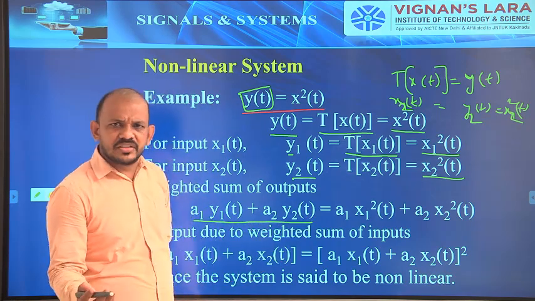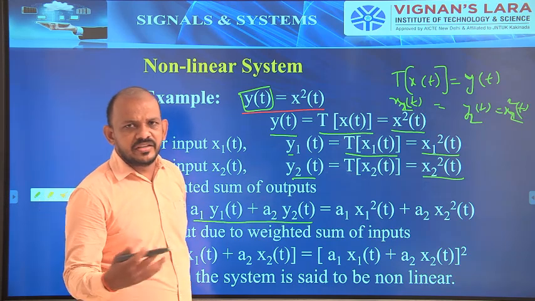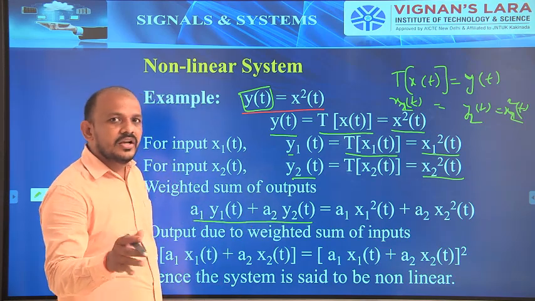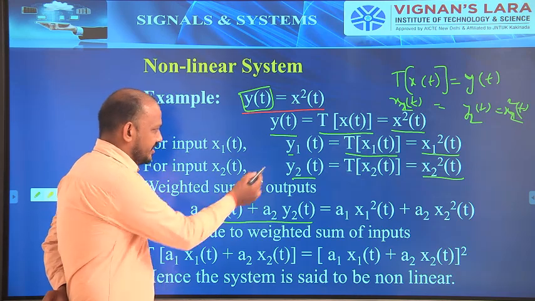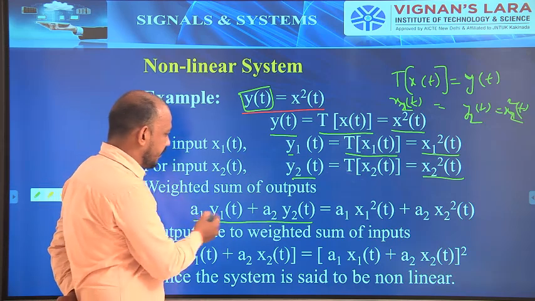So a1, a2 are constants. There is no need to take a1 and a2. We can take any letter, a, b, m, n, whatever it may be. So they are nothing but constants. Here I am taking a1, a2 as constants, because there is 1 and 2. For simply understanding, I go on with a1, a2.